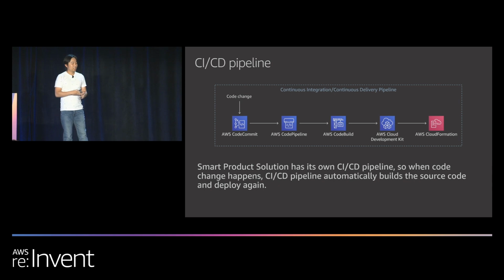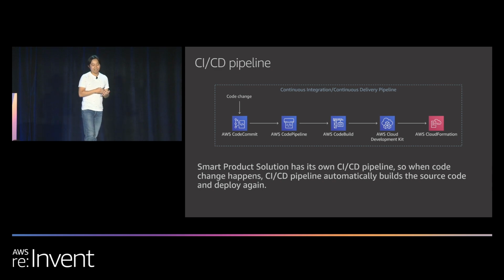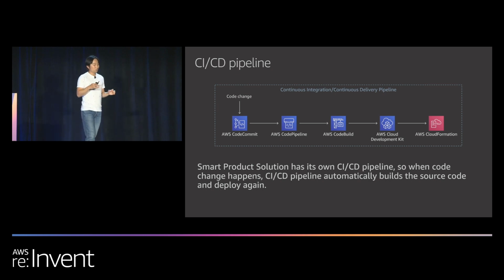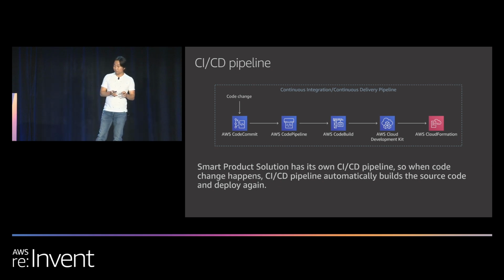The CI/CD pipeline includes AWS CodeCommit, AWS CodePipeline, AWS CodeBuild, AWS Cloud Development Kit, and AWS CloudFormation. Once you change any source code in the AWS CodeCommit repository, AWS CodePipeline is going to be triggered by a CloudWatch event, and then the source code is going to be built again and deployed. With AWS Cloud Development Kit, you can also code your infrastructure level as well, so that you don't have to worry about the AWS CloudFormation template.